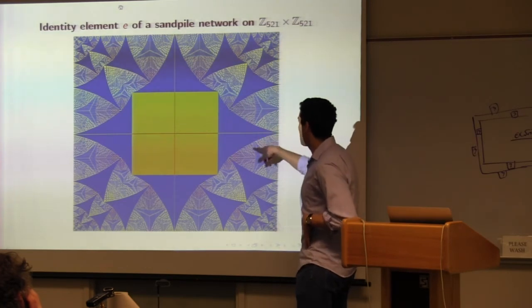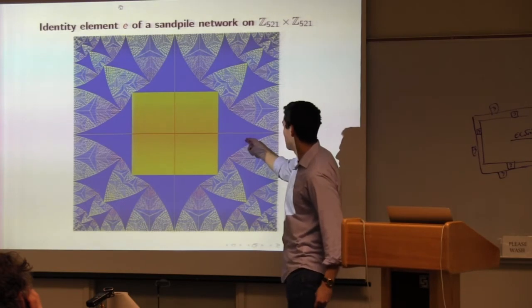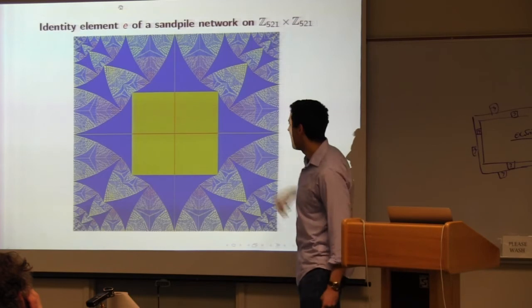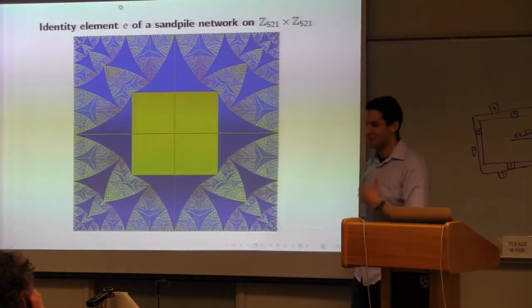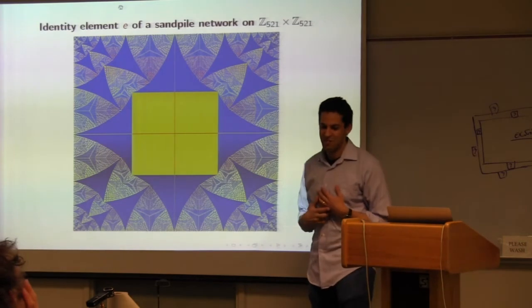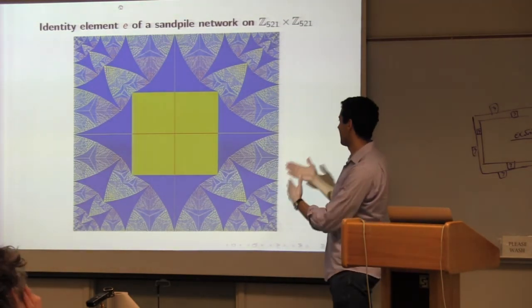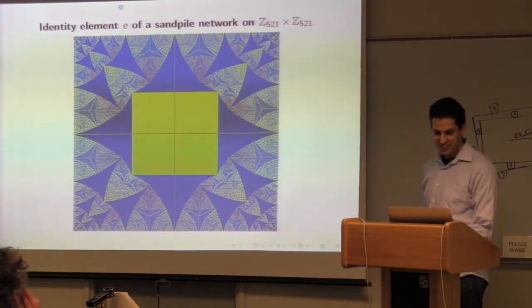So what this picture represents, again, there are 4 colors in the picture representing 0, 1, 2, or 3 chips. So this is a configuration of chips such that if I add it to any other recurrent configuration and then stabilize, I'll get back to the recurrent configuration that I started with.